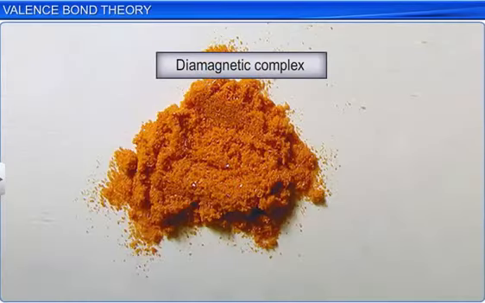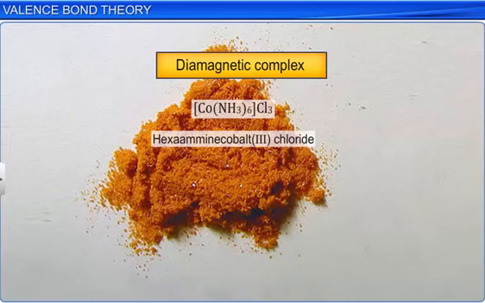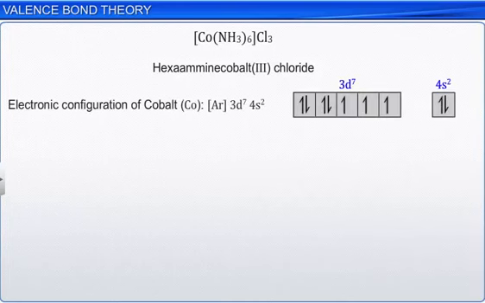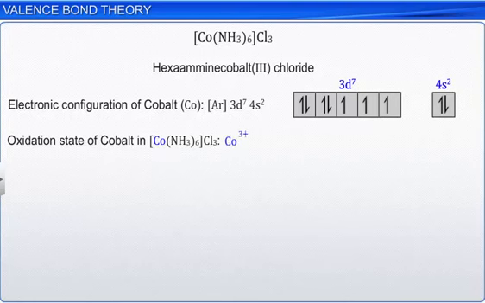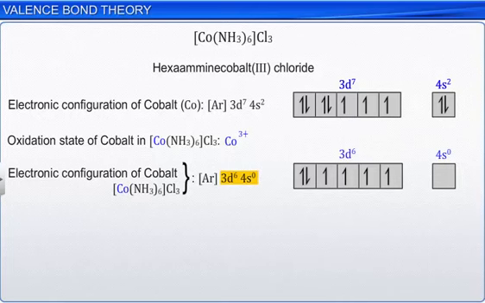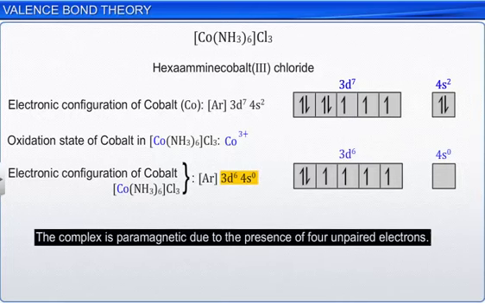Now let's apply these postulates to a diamagnetic complex, hexaamminecobalt(III) chloride. The cobalt atom in its ground state has the electronic configuration of argon 3d7 4s2. In the given complex, the cobalt is in +3 oxidation state. Thus, the cobalt +3 ion will have the configuration of 3d6 4s0. A glance at the configuration indicates that the complex is paramagnetic due to the presence of 4 unpaired electrons.